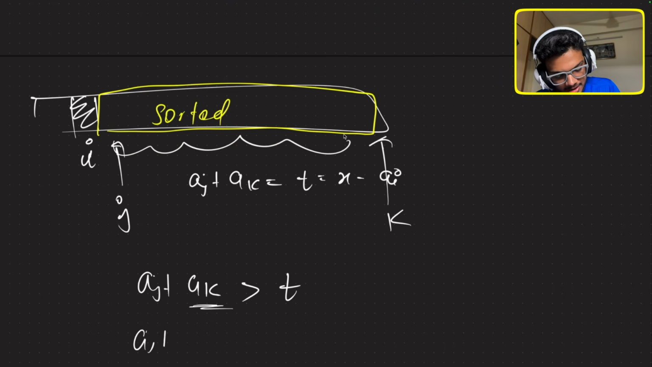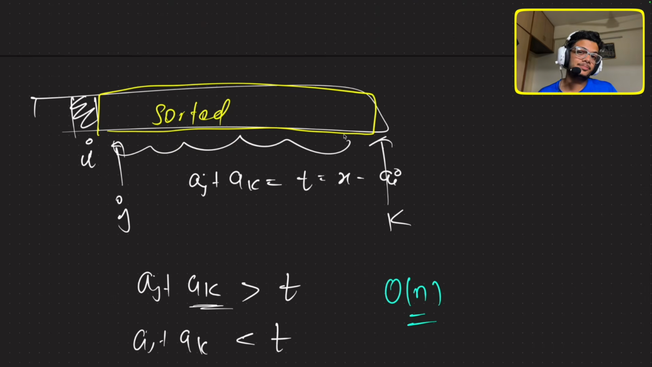Similarly, if aj plus ak turned out to be less than t, there is no point in checking this aj with the values from ak minus 1 till aj plus 1, because anyway all of them are less than ak. So if the target sum exists, you will eventually find it. You can achieve this in order of n, so each subproblem can be solved in order of n, the search space being order of n. This relies on the fact that the array is sorted, so that is fine.